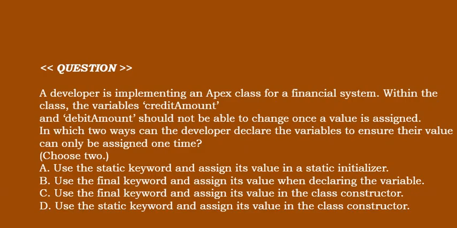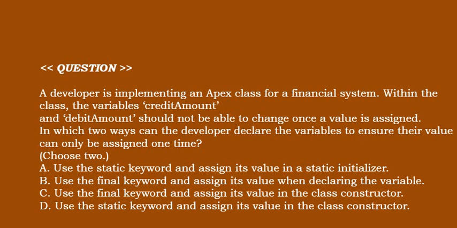Next question is, a developer is implementing an Apex class for a financial system. Within the class, the variables credit amount and debit amount should not be able to change once a value is assigned. In which two ways can the developer declare the variables to ensure their value can only be assigned one time? Choose two options. Option A.